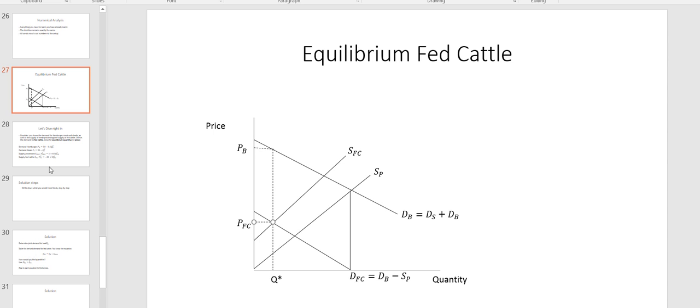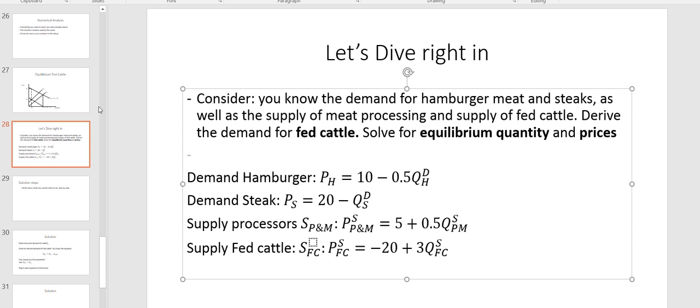Okay, so let's look at a question directly. Suppose this is the question, and we have a demand for hamburgers and the demand for steak, and then we're given the supply of processors and the supply of fed cattle. So the first thing that you want to do is find out what the demand for beef is. Notice that a total demand for beef will depend on the demand for hamburgers and the demand for steak. And what is the total demand for beef? You simply vertically sum the demand for hamburgers and the demand for steak.